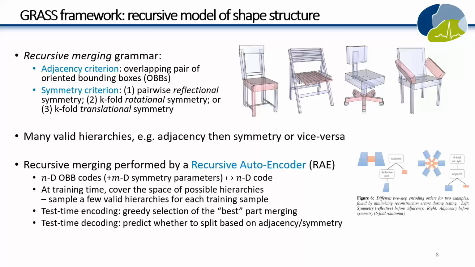the full shape. And when you decode, of course, you have to know in which order you merge parts. So this is also learned via another network. You learn to predict whether you need to split via adjacency or split via symmetry.